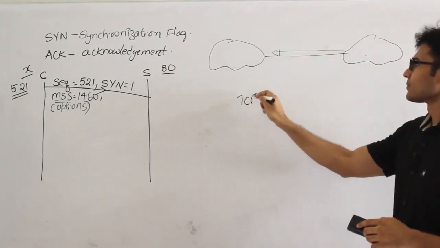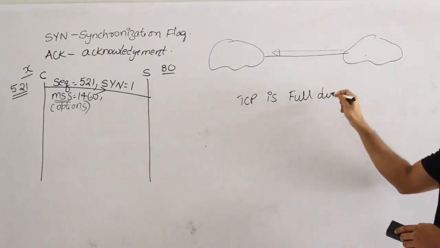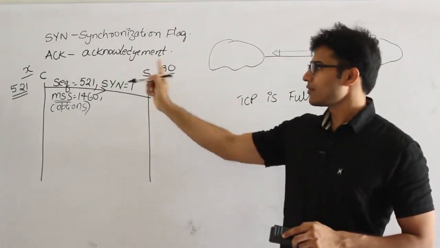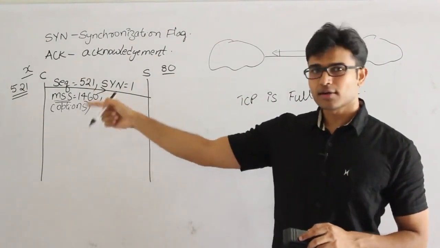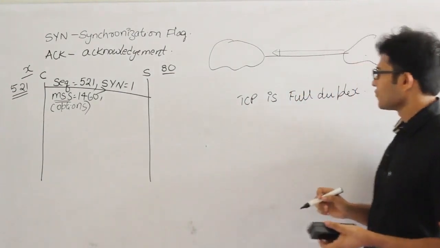TCP is full duplex. Full duplex means at the same time, even though I am saying that client is there, server is there, it is not always true that only client will get the data or server will get the data. Communication can go on both the sides. Therefore, it is a full duplex connection.